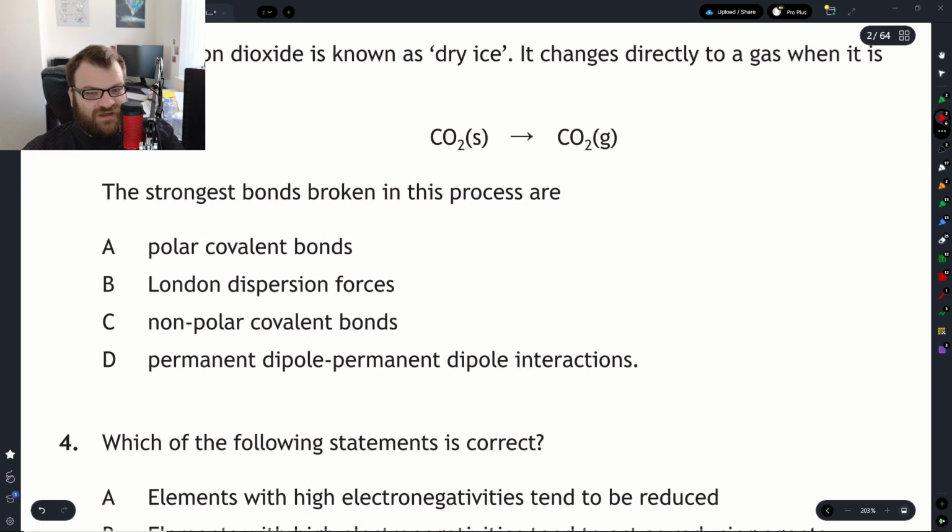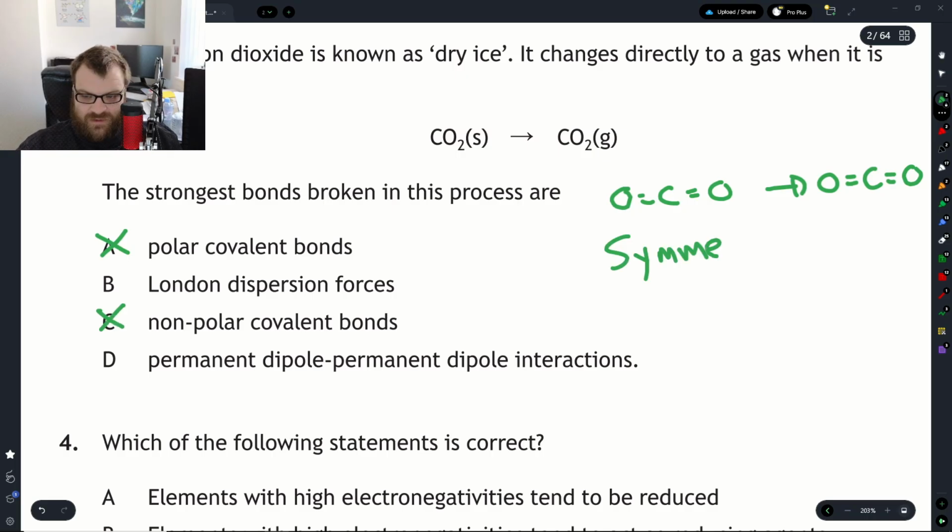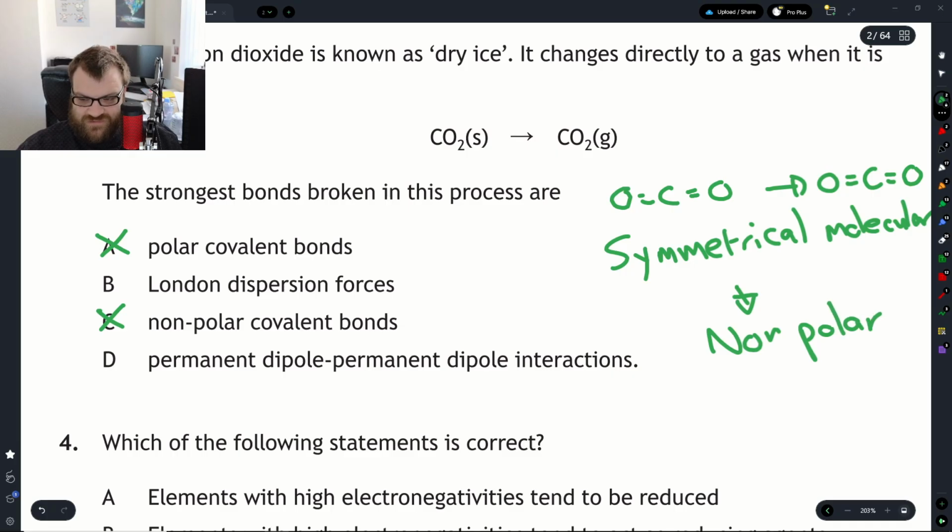Next question, we are turning carbon dioxide solid into carbon dioxide gas. Our internal bonds, the carbon to oxygen bonds, will still be present after you've turned it into gas. We're not breaking any of the intramolecular forces. That means that I can rule out A and C. Because we have a symmetrical molecule, that molecule is going to be non-polar, and the strongest force of attraction in non-polar molecules, or between the molecules, will be London dispersion forces.